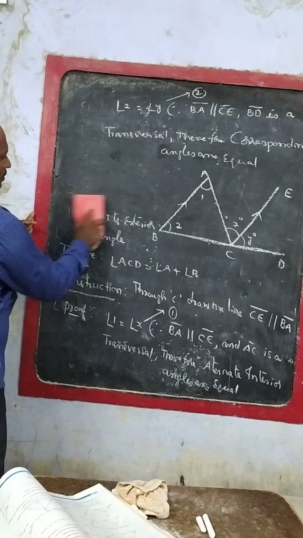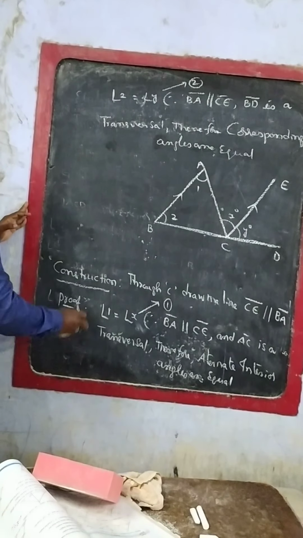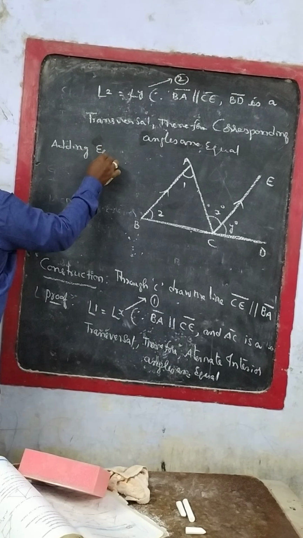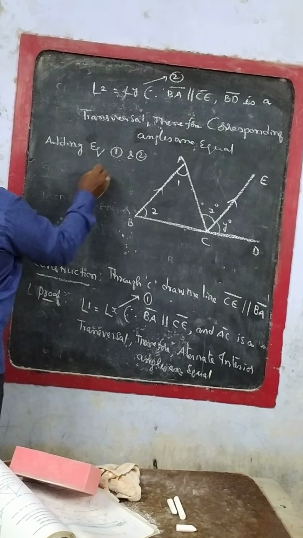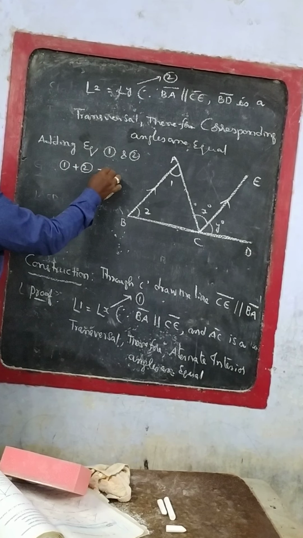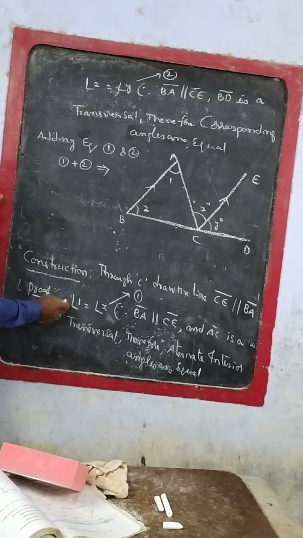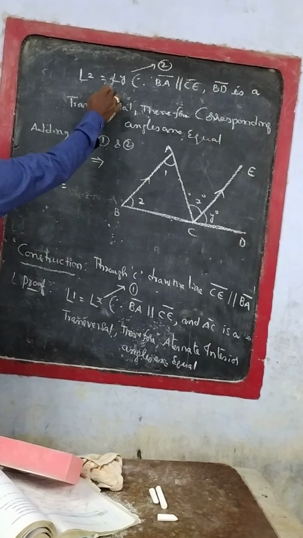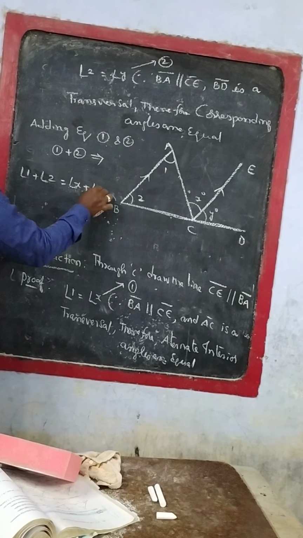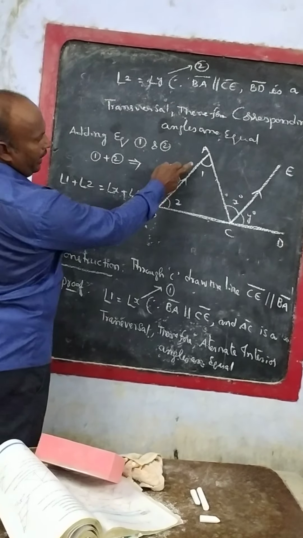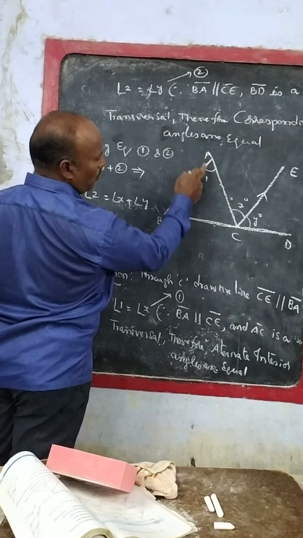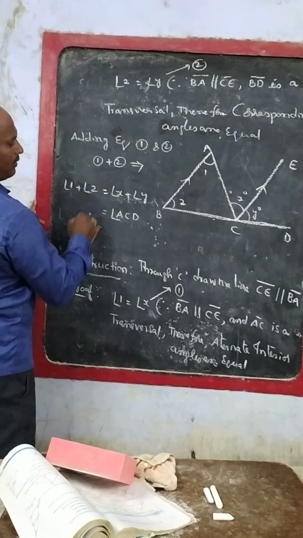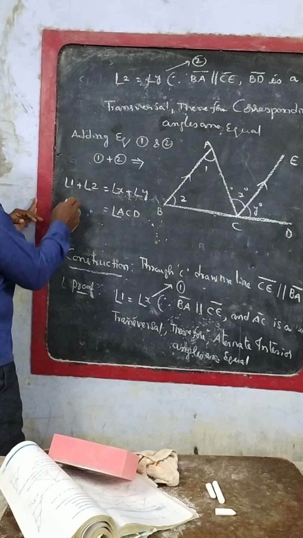Adding equations 1 and 2: angle 1 plus angle 2 is equal to angle x plus angle y. From the diagram, angle x plus angle y is the total angle ACD. Therefore, angle ACD is equal to angle 1 plus angle 2.